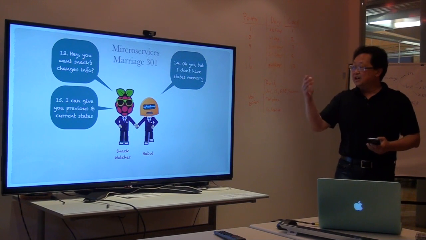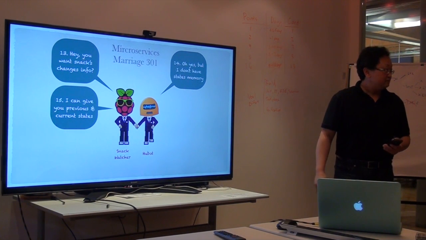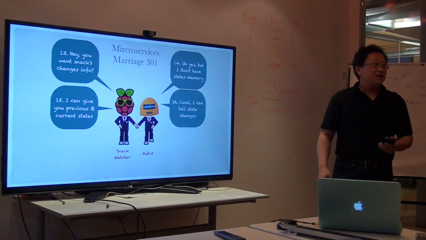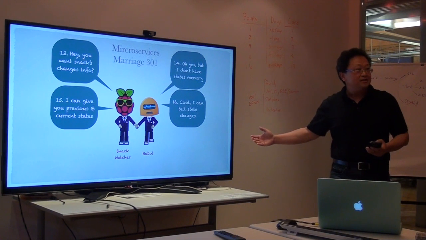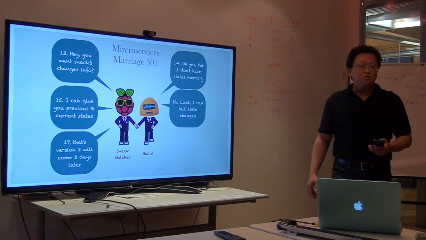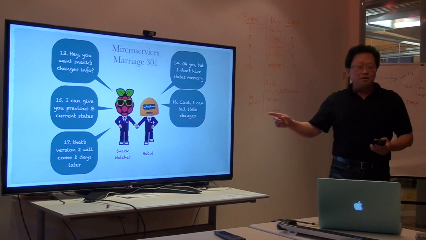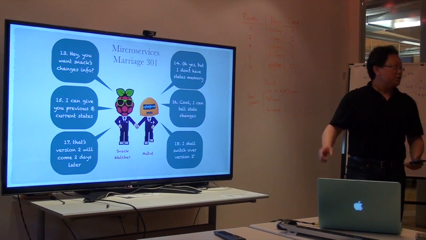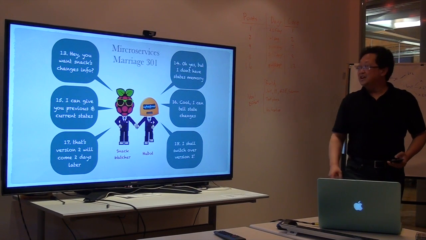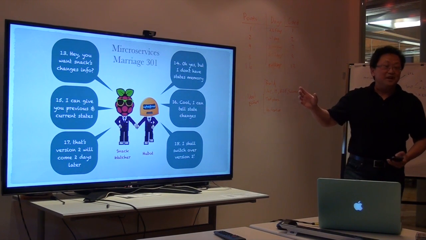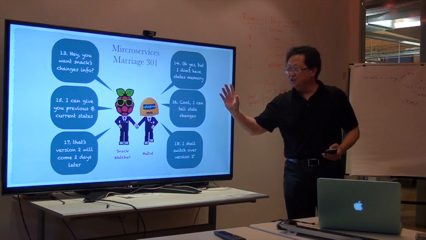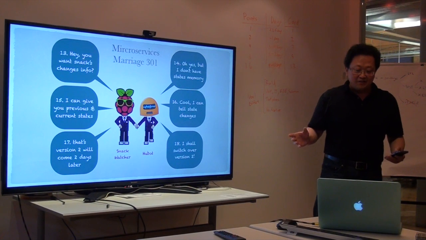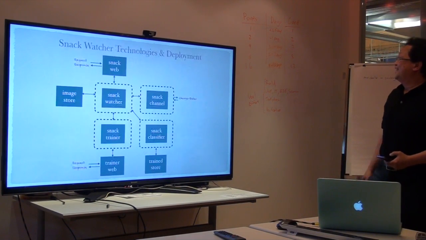So Snack Watcher says, I can give you previous and current state. Wow, cool. I can tell the state change to the Snack channel after that. But that's version 2. So I come 2 days later, and then Hubot is all happy. I shall switch over to version 2 in the future. So this is actually marriage. He still maintained the contract previously until the new contract comes along. And then the marriage moves along and lives happily ever after, of course.